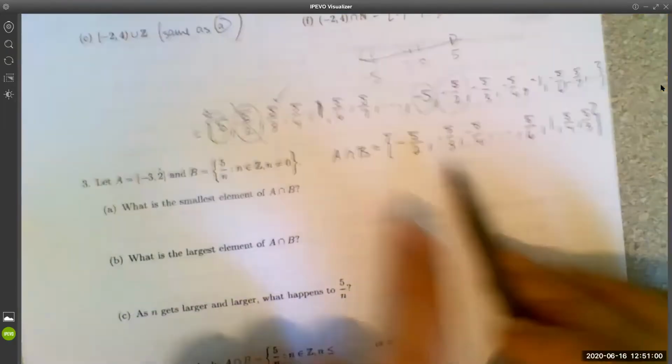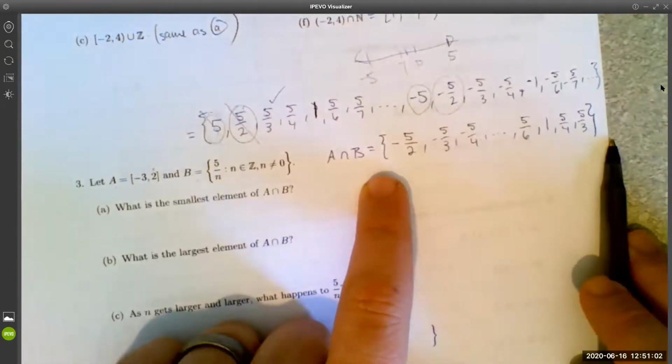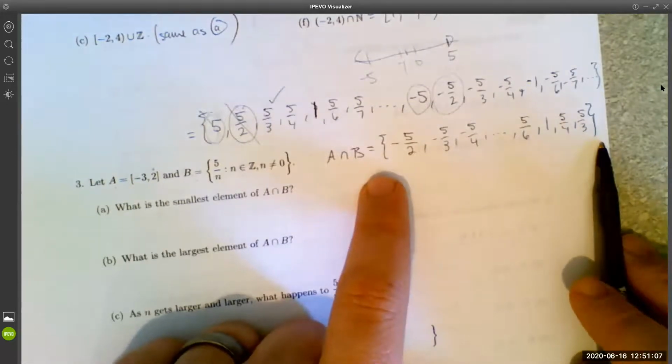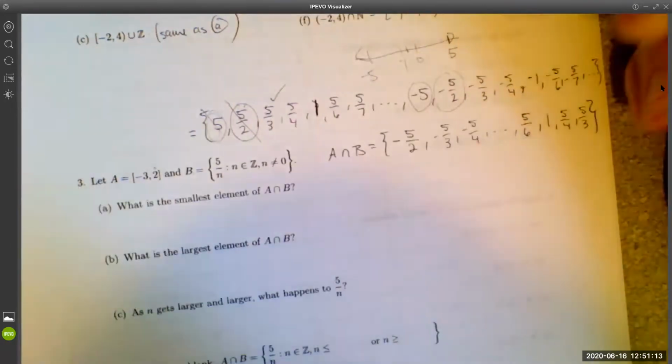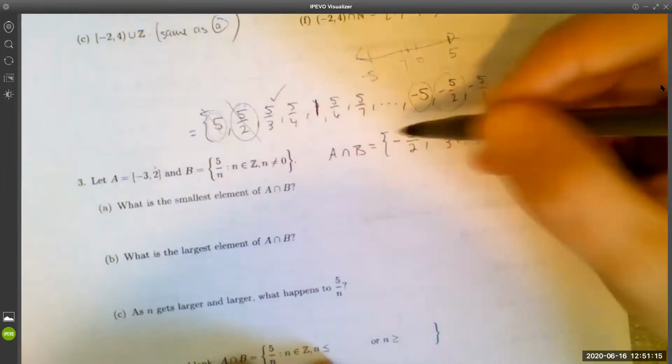So this is what A intersect B looks like. It's this weird set, okay? But this is like the roster notation for it, okay? So we can answer parts A and B pretty easily. What is the smallest element of A intersect B? It's -5/2.